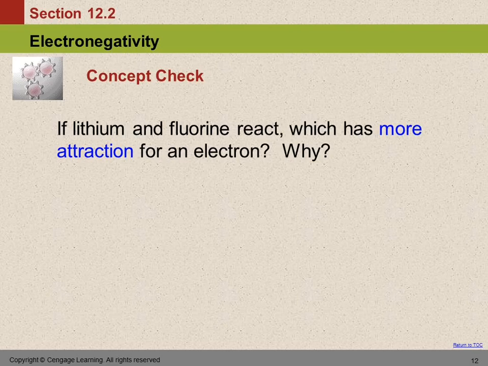So if lithium and fluorine react, which has more attraction for an electron? So we look at the periodic table. We got lithium way over on the left side, and fluorine, which we were just talking about, fluorine's the most electronegative. Fluorine is going to have more attraction. Why? Because it's closer to fluorine. Because it's more electronegative, right?